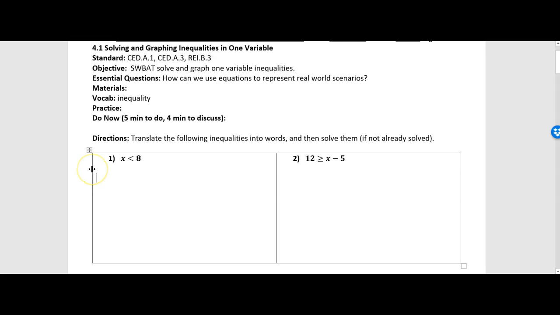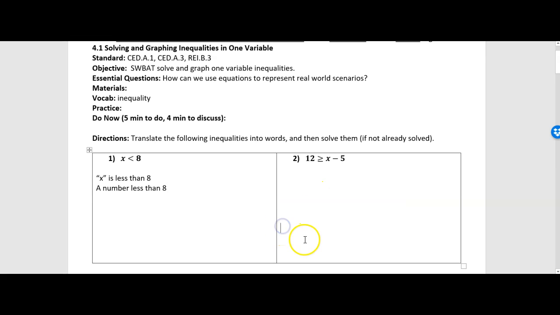Okay, so I'm just going to type these out because it's a little bit easier. And there's a couple different ways you could write this. One would be saying that x is less than 8. We don't have to specifically say x, we could say a number less than 8. You should probably use the words less than, because that's the kind of sign we have here. We're saying that some number is less than 8. All right, nothing else to solve here because x is already by itself, so this inequality is already solved.